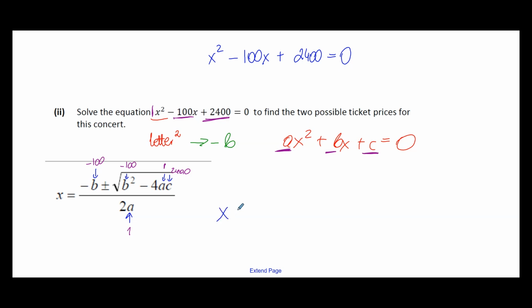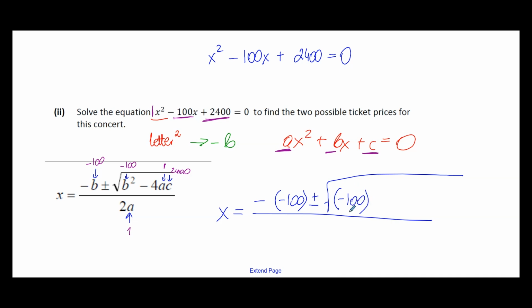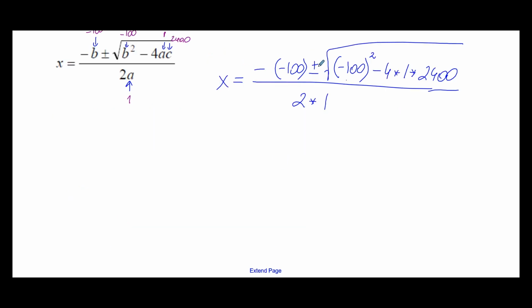Okay, let's write it down. So it will be minus, and then b is minus 100. Don't get caught with those two minuses, plus minus the square root of minus 100. Don't forget in the calculator, make sure to put that minus 100 in brackets, otherwise you're going to get an error. Then minus 4 multiplied by a, which is 1, multiplied by c, which is 2,400, all divided by 2 multiplied by 1. We put all of that in the calculator, one version with plus and the other one with minus, and we get two values of the ticket. One is 60 and the other one is 40.